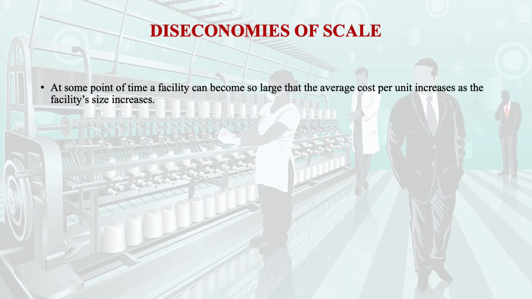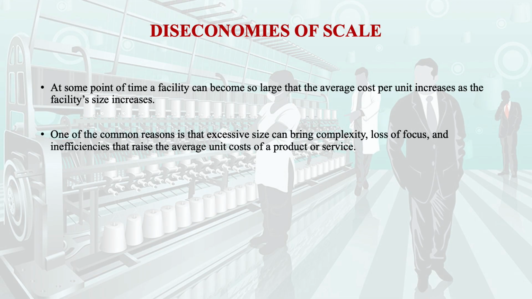Till now we have discussed economies of scale. The second point which we are going to discuss is diseconomies of scale. At some point of time, a facility can become so large that the average cost per unit increases as the facility size increases.